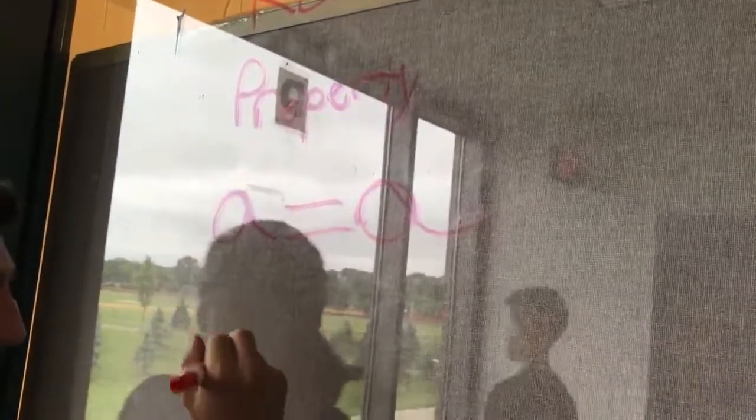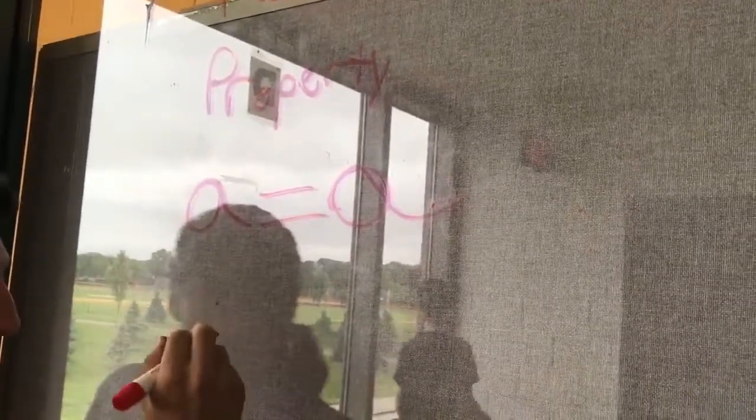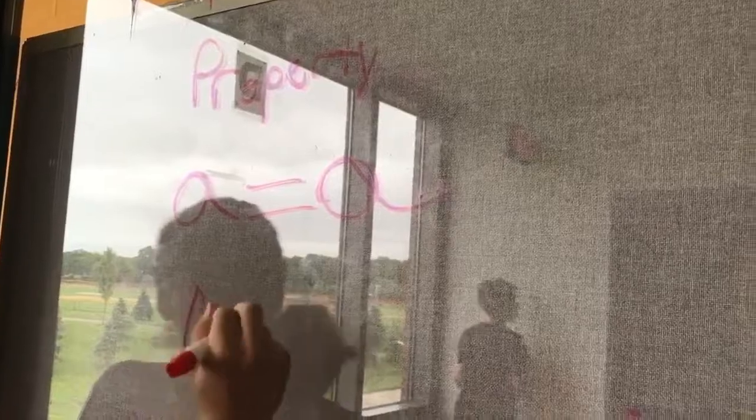The next property is the reflexive property. This property is stating that A will always equal A. So if A is 6, A will always equal 6 in this situation.